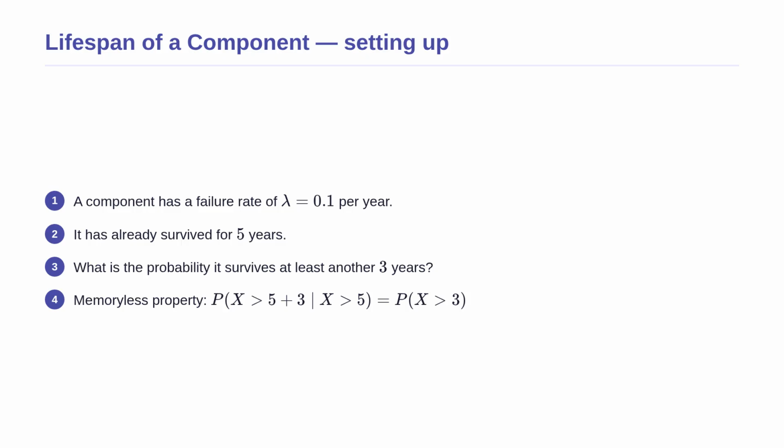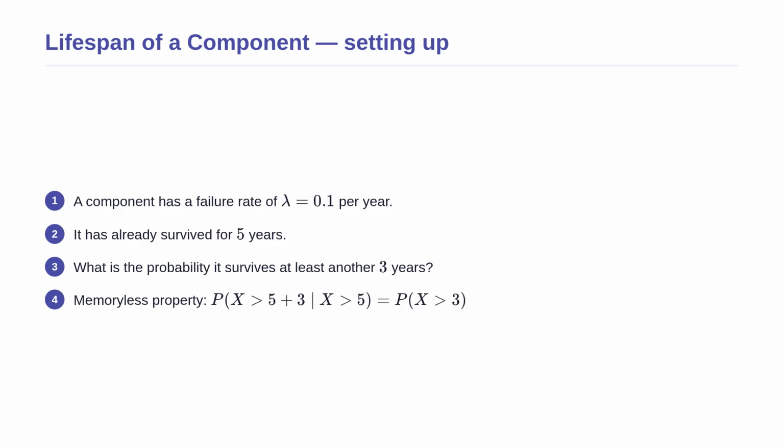Let us apply the memoryless property and the survival function to a real-world engineering problem. An electronic component has an average failure rate of 0.1 failures per year. We are told the component has already been functioning perfectly for 5 years. We want to know the probability that it will survive for at least another 3 years. This problem directly tests the memoryless property.